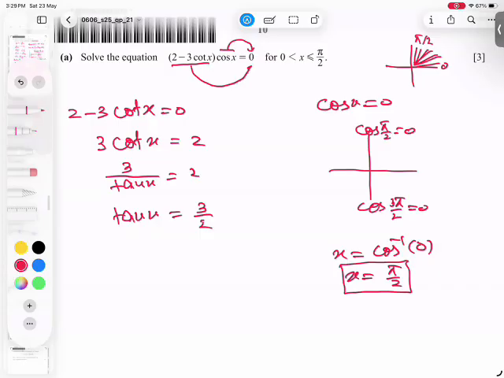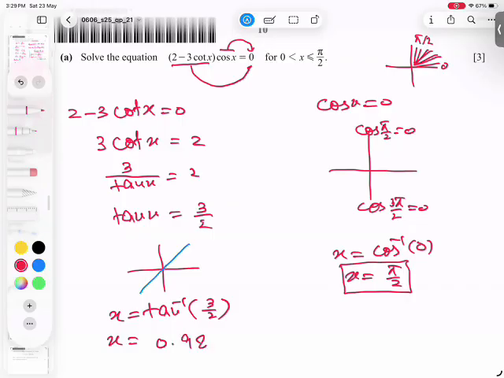Okay, now tan is positive. Where is tan positive, students? In the first quadrant and the third quadrant. Now I'll take tan inverse, and make sure the calculator is in radian mode. So take tan inverse of 3 over 2. And we are getting here, students, 0.983.